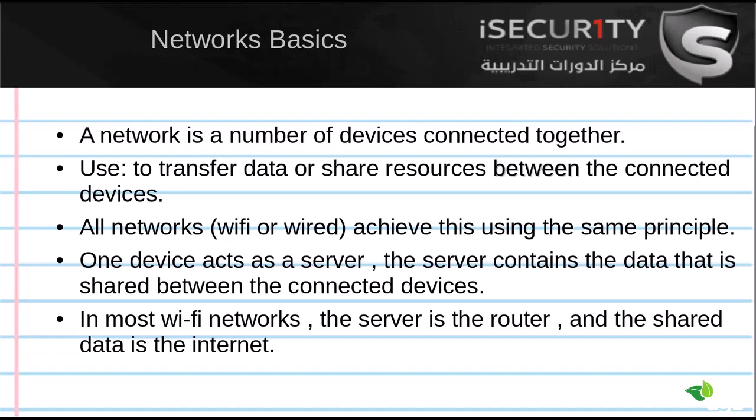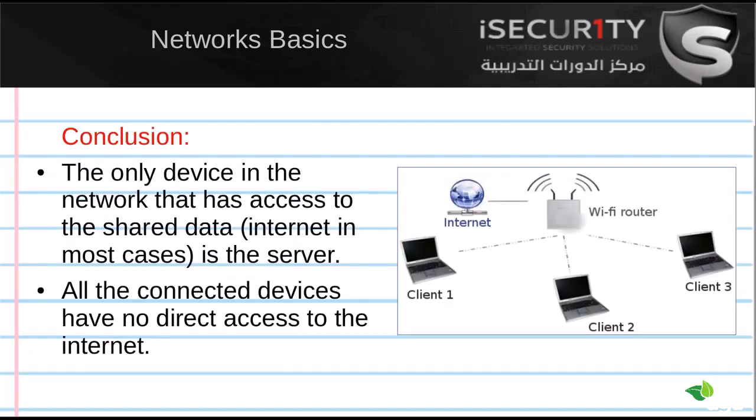So on most Wi-Fi networks, the server is the router, and all devices connect to this router, and they access the internet through the router. So all the devices on the network have no direct access to the internet, as we can see in this diagram. The only device in the network that is connected to the internet is the Wi-Fi router. All the other devices, as we can see here, we have client 1, 2 and 3. They have no access to the internet, but they can access it by connecting to the router.